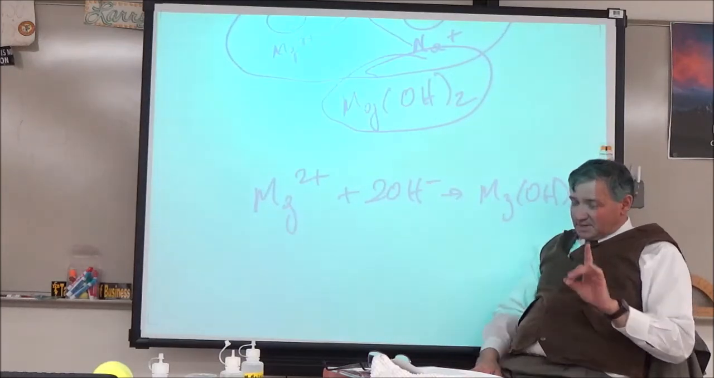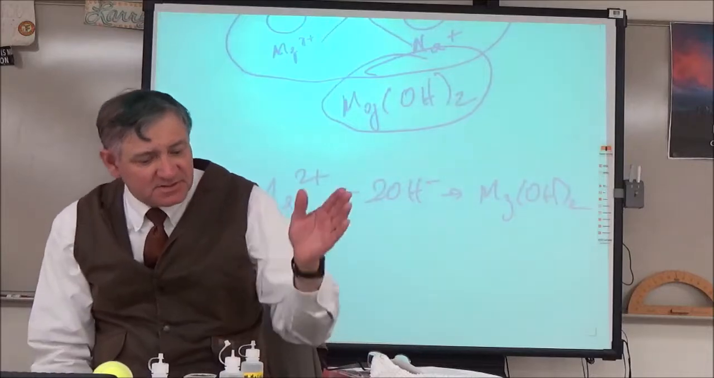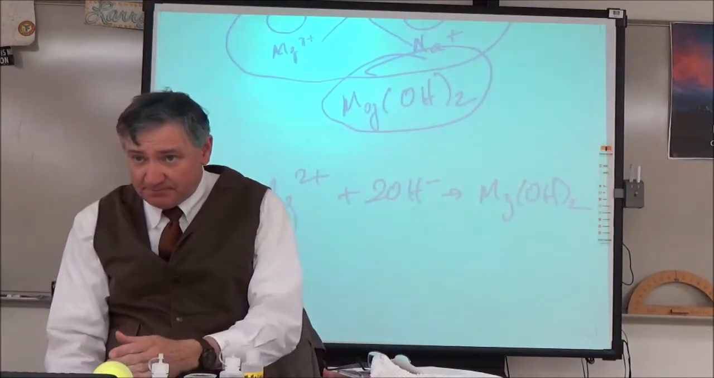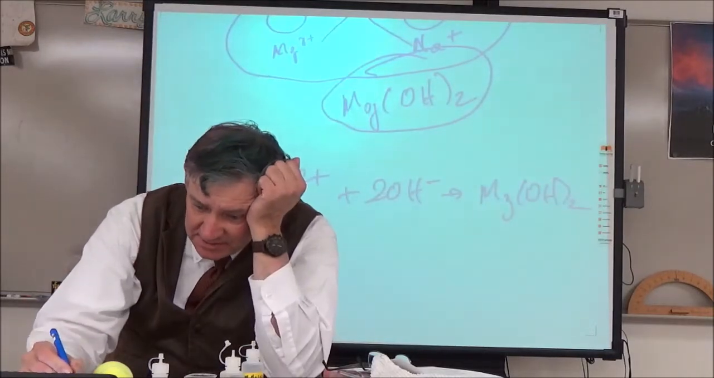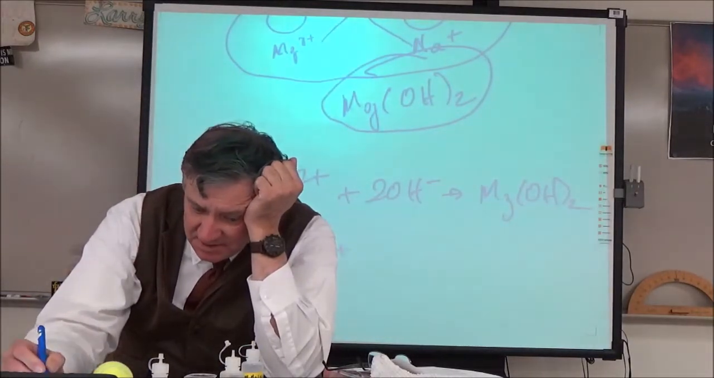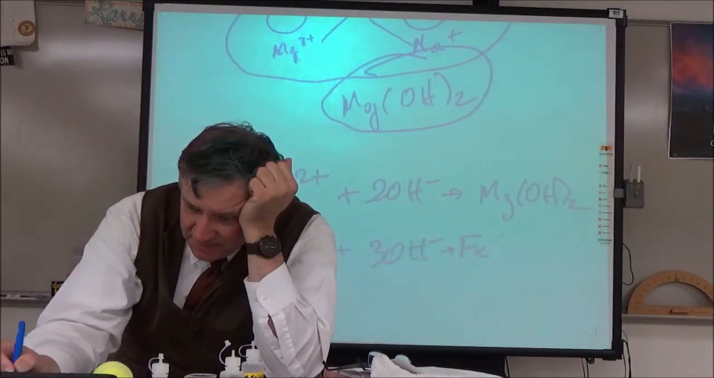Got the idea? So on that first one, where you have the sodium hydroxide and iron 3 nitrate, your net ionic equation should look like this. You should have Fe3+ plus 3 hydroxides yielding Fe(OH)3.